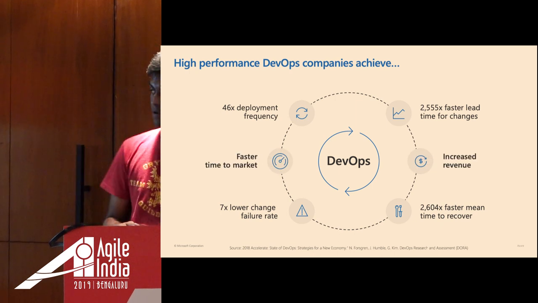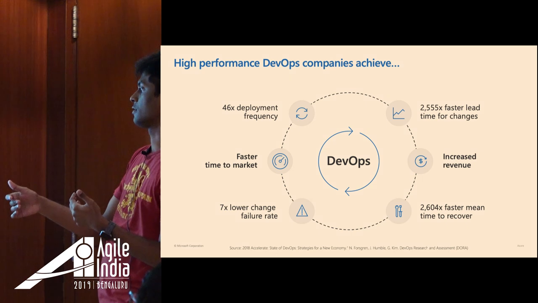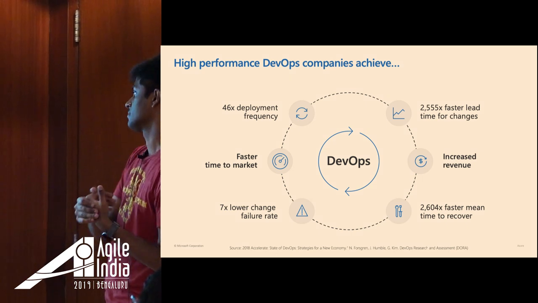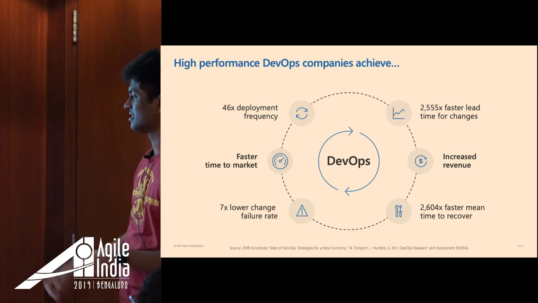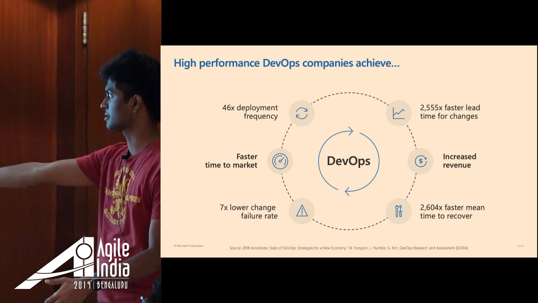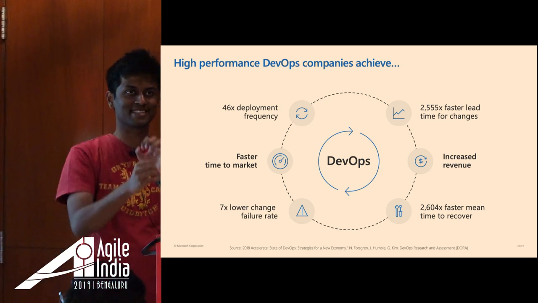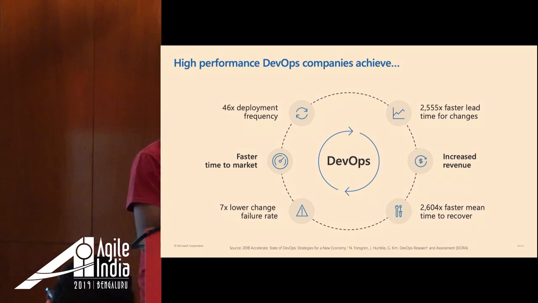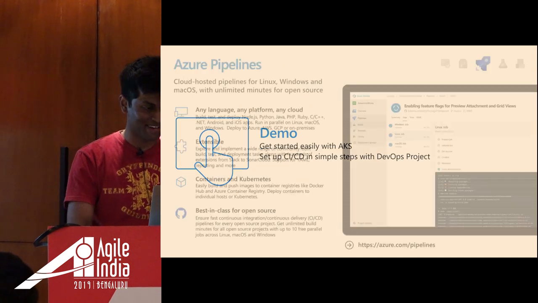So how does DevOps solve this problem? It increases your deployment frequency, it reduces your change failure rate, and all this ultimately leads to increased revenue. These figures were pulled from a particular research article, and this is what we have for all the standard slides, so this may not be that interesting. Let's get into the demo, right? The demo is where the fun stuff starts. But wait, I have just one more slide before the demo.